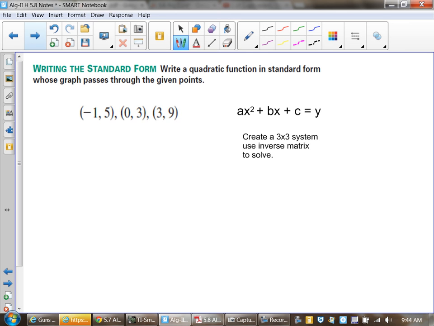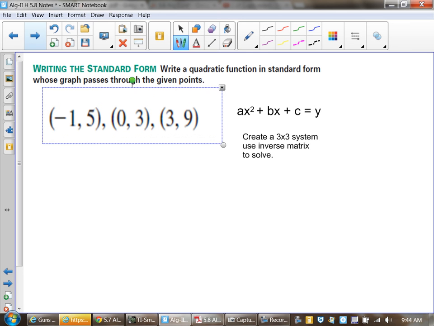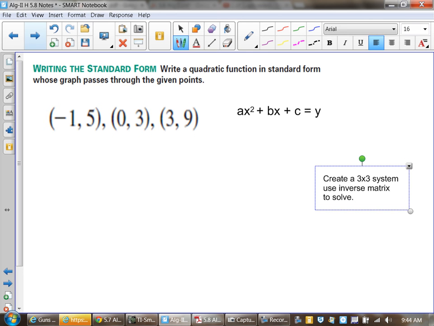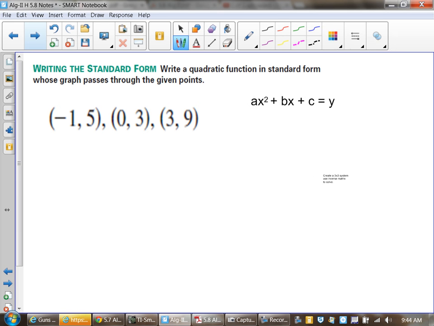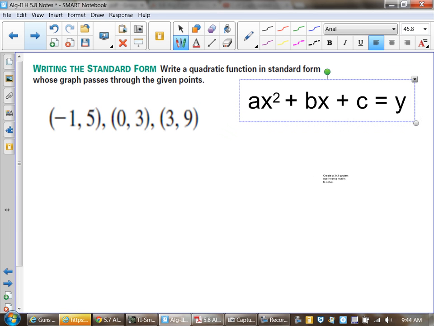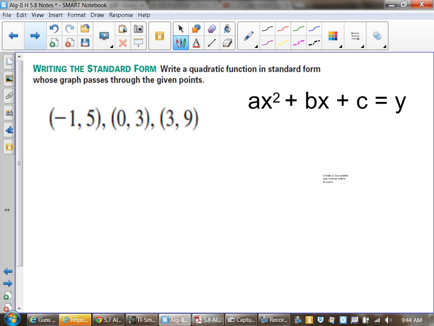Here's the weirdest one of them all. The weirdest one of them all deals with standard form. What were the last two columns? The first one was vertex form, the next one was intercept, and this is standard.